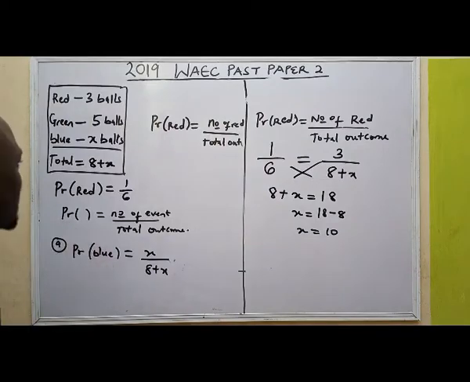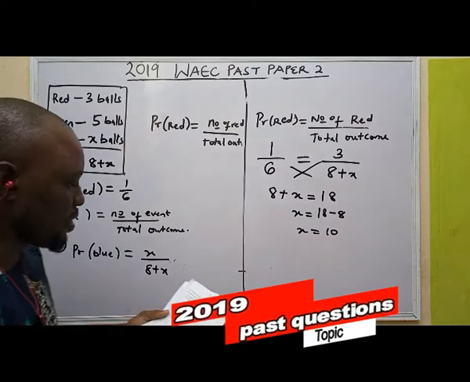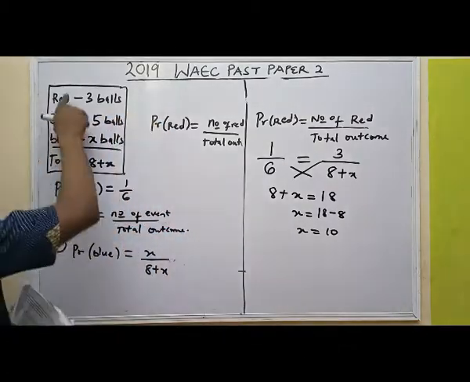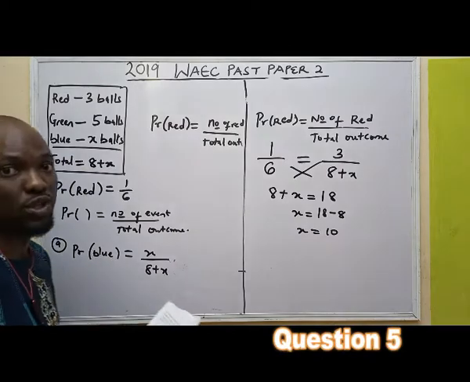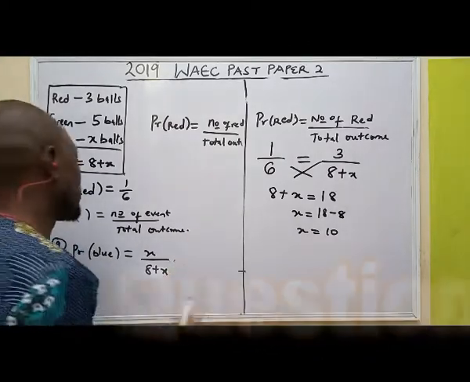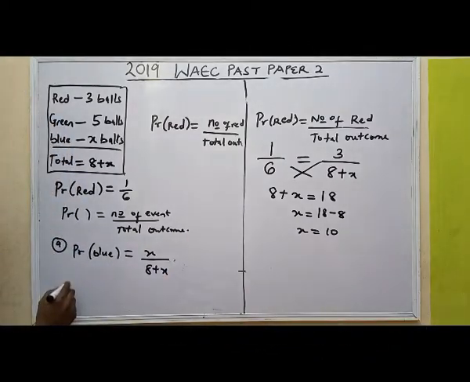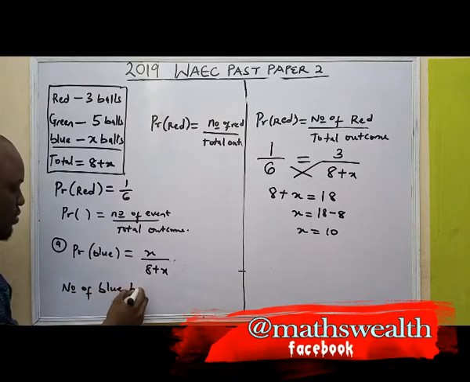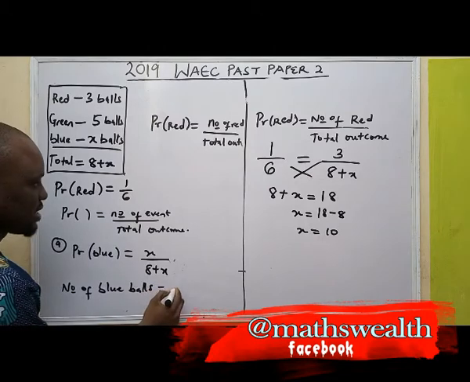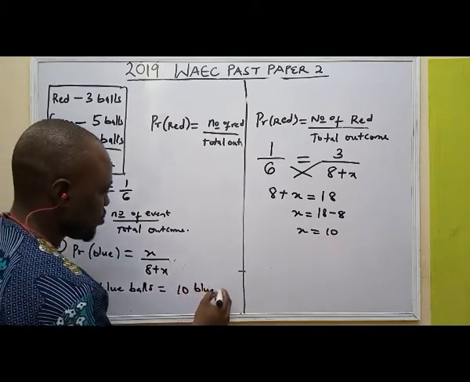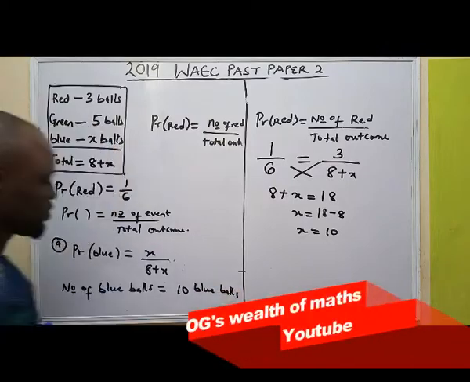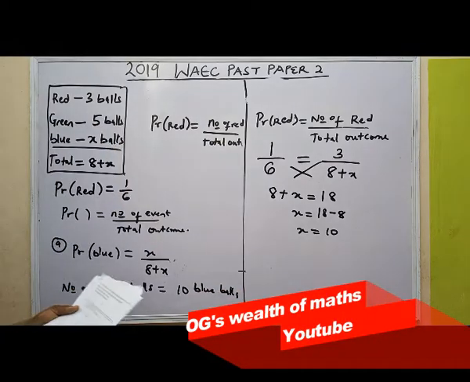So the first part, part A, asks for the number of blue balls. From the question, the number of blue balls was unknown, but now we know that the number of blue balls is 10. So there are 10 blue balls. So we've sorted out that part.